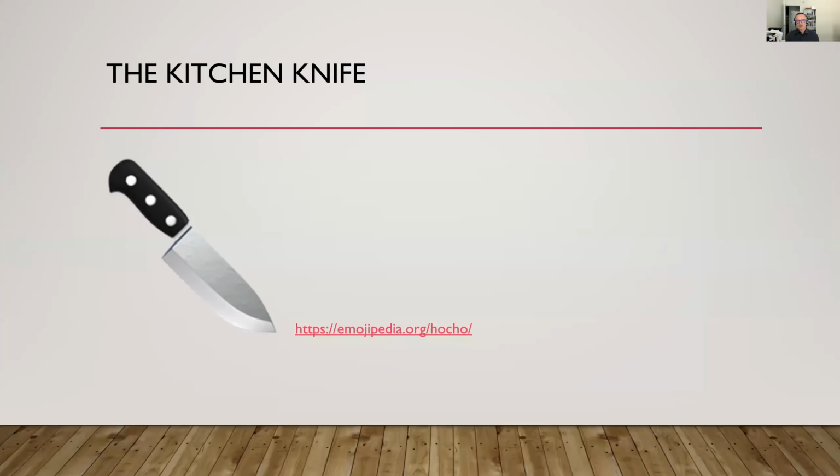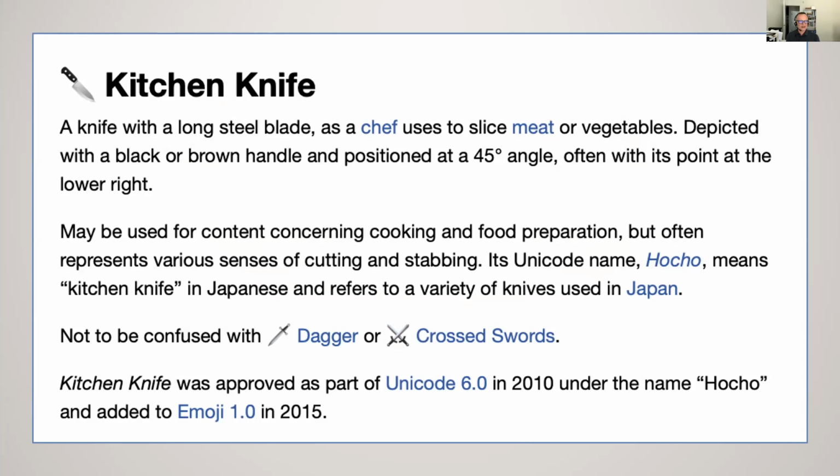All right, another problematic emoji is the kitchen knife. So for obvious reasons, it's described as a knife with a long steel blade as a chef uses to slice meat or vegetables, depicted with a black or brown handle and positioned at a 45-degree angle, often with its point at the lower right. May be used for content concerning cooking or food preparation, but often represents various senses of cutting and stabbing. So there's a bit of ambiguity in that meaning, or in that symbol.